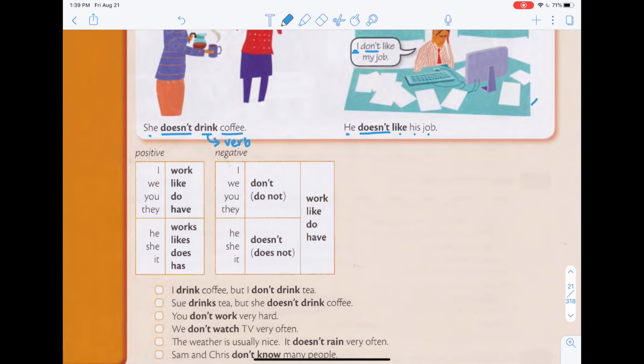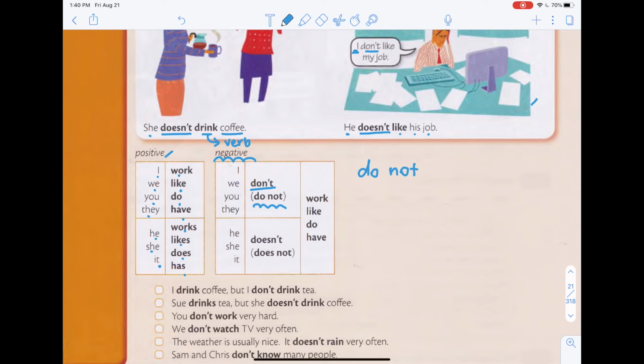So let's look at this. Positive, like the previous lesson, we have I work, we like, you do, they have. And then for he, she, and it, you have he works, she likes, it does, it has. So then how do you turn it into a negative? You add don't, which is a short form of do not. So you write do not.